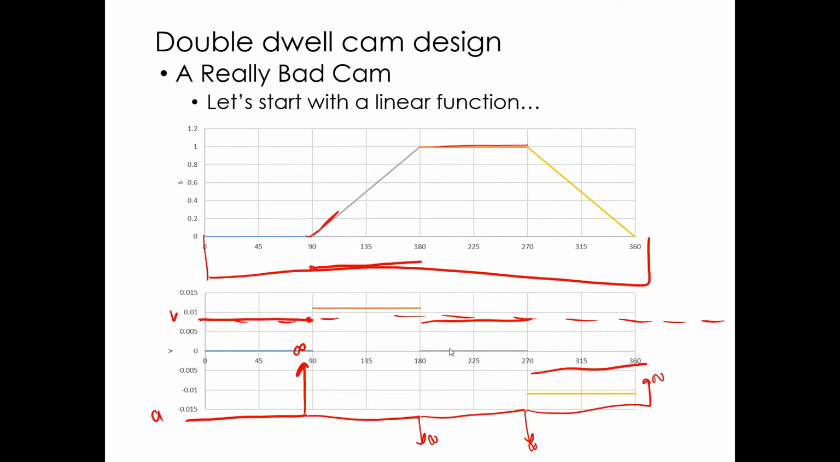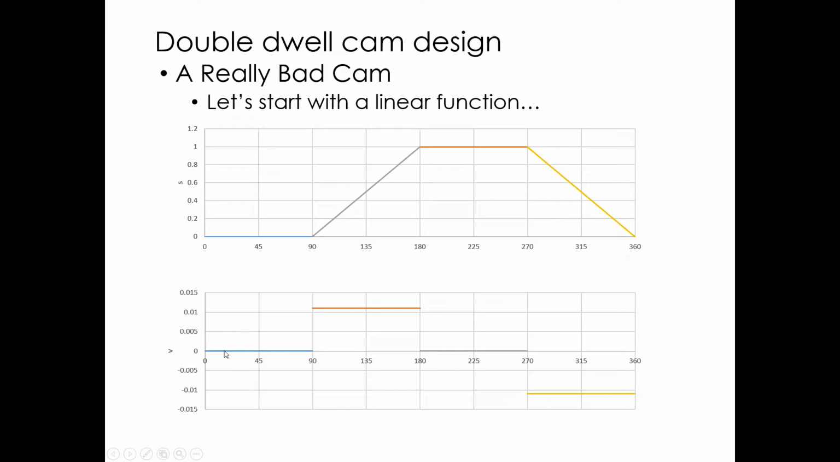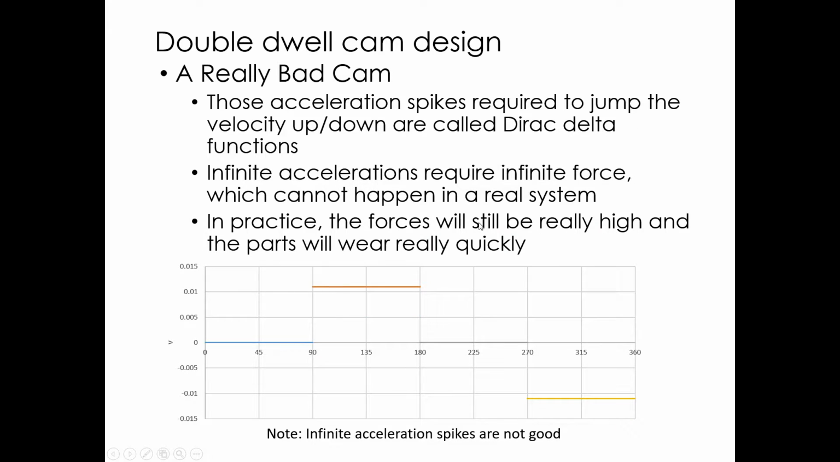So I've got the V graph here, but the acceleration graph would be 0, 0, infinite up, 0, 0, infinite down, 0, 0, 0, infinite down, 0, 0, infinite up. And it's bad. Velocity is discontinuous, which right away breaks it. So it's not a good design. We want something better.